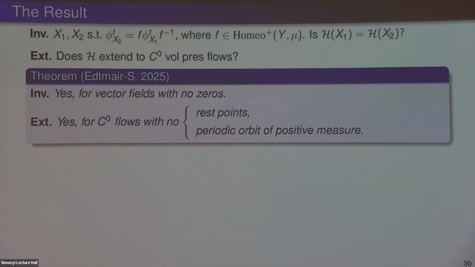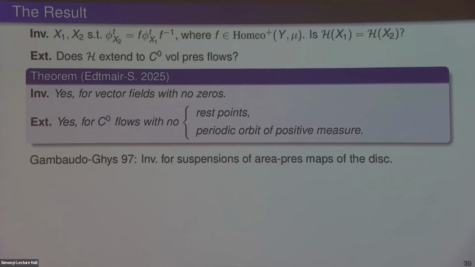So, some past results. The first result that I know of in this direction is the result of Gambaudo and Ghys from '97, which proves invariance for vector fields which arise as suspensions of area-preserving maps of the disk. You take an area-preserving map of the disk and look at its mapping cylinder. On that, it induces a vector field, and this vector field preserves a natural volume. There's a connection with the Calabi invariant here.